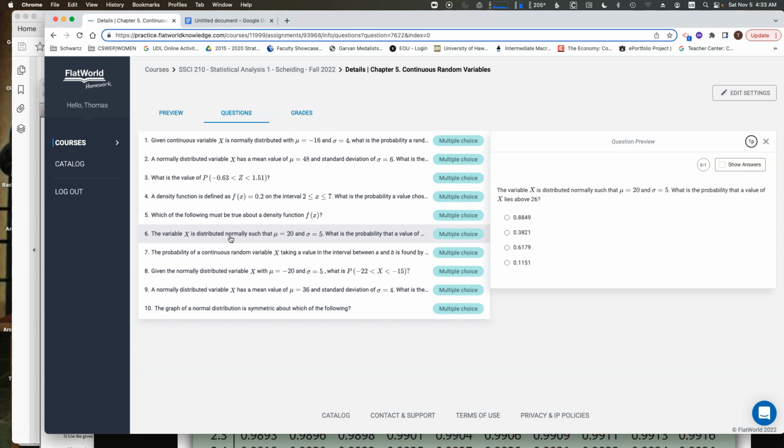So now I've got a mean of 20, a standard deviation of 5. What's the probability that the value is above 26? Okay, this one's not too bad. So it would just be 26 minus 20 over 5, which equals 6 over 5 equals 1.2. So that's my z-score of 1.2. We need to find out what that value is.